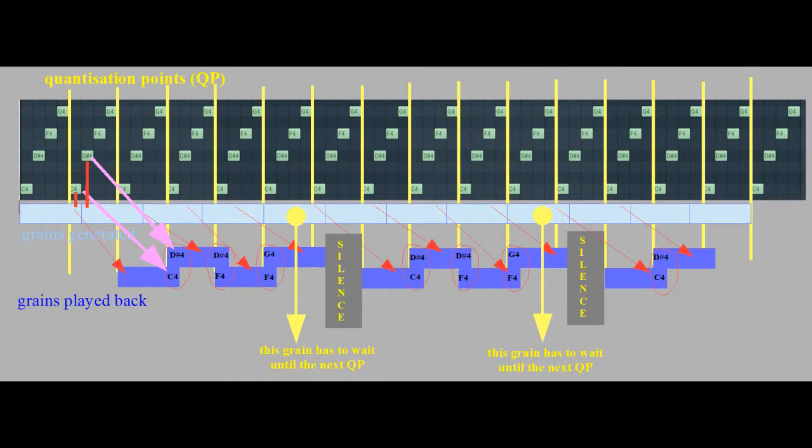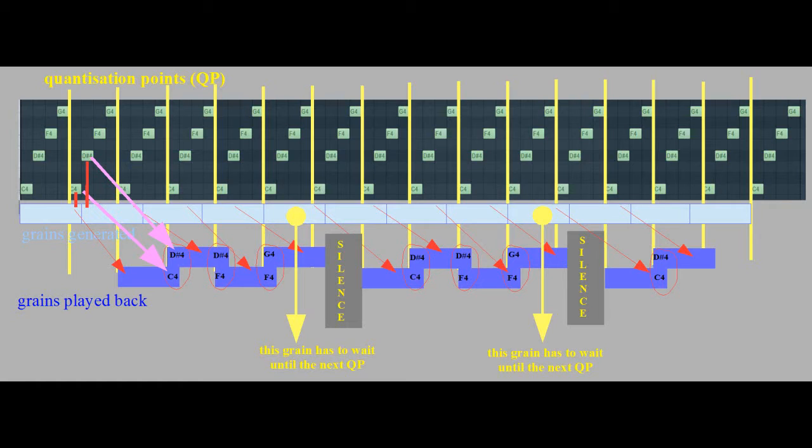But let me finish the explanation of the last graph. In bar number 7, silence occurs. Why? Well, the fifth generated grain ends in bar number 7, so it has to wait until the next quantization point at the beginning of bar 8 to be played back.